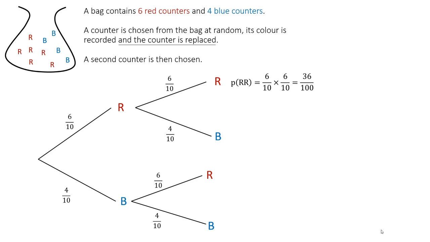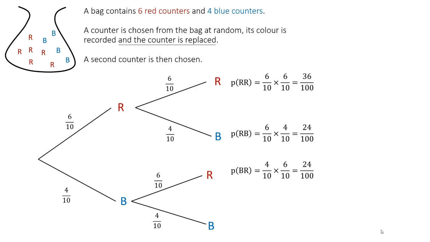We can do the same for red, then blue, by following the branches. So probability of red, then blue, we're going to have 6 over 10 for the red, and then 4 over 10 for the blue. We're going to times those together. 6 times 4 on the top, 10 times 10 on the bottom, 24 out of 100. We could do the same for blue, then red. So probability of blue and then a red would be 4 over 10 times 6 over 10, following those branches, giving us, again, 24 out of 100.